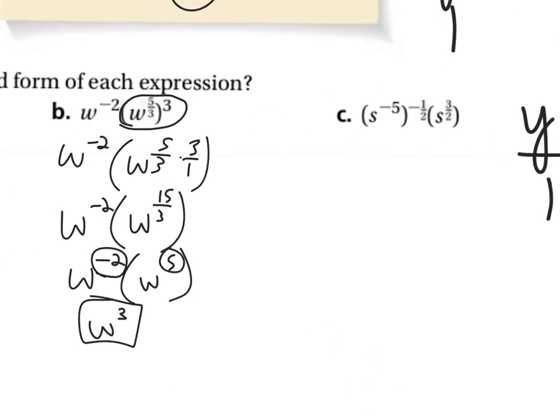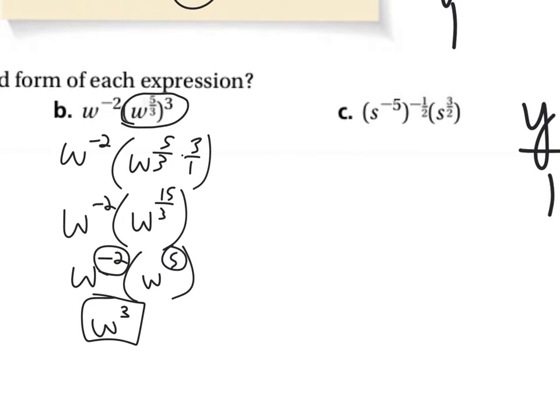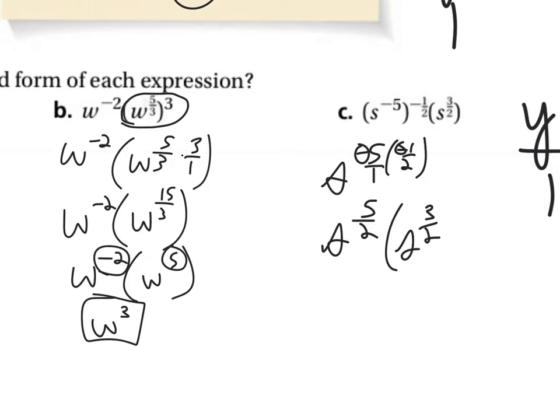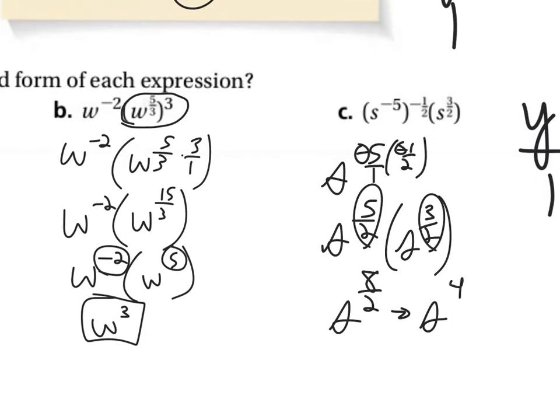And then part C, again, we're not going to get into too much of this probably with the fractions, but if you wanted to do this one by the book's way, negative times negative is positive. That'd be s to the 5/2 times s to the 3/2, and then multiplying, we can add the exponents. So 5/2 plus 3/2 would be 8/2, and 8/2 is equal to 4. So s to the 4th power.